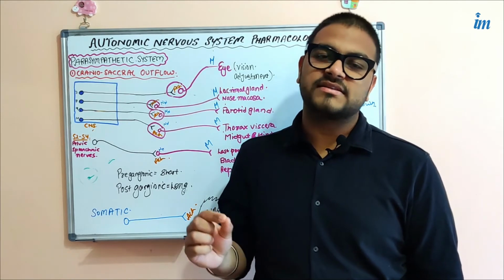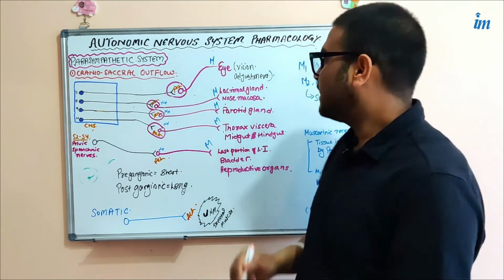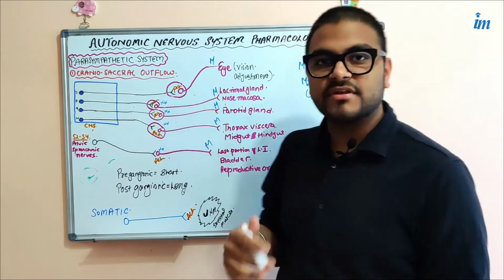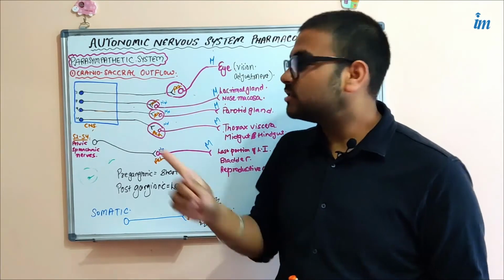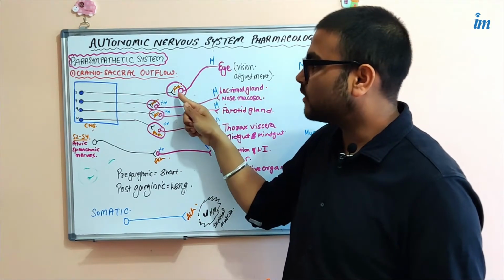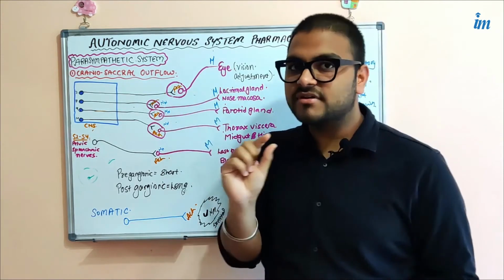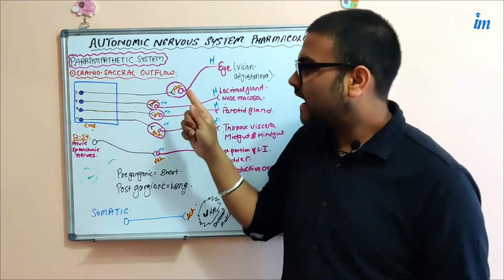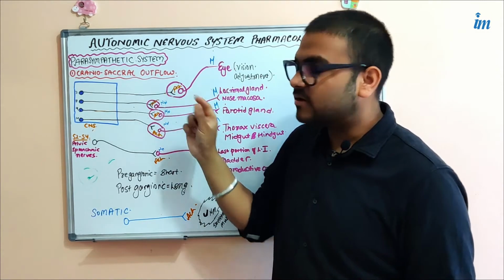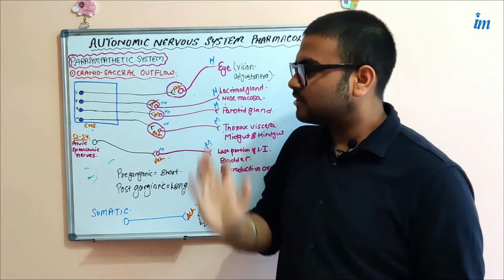This preganglionic neuron, from its axon, will release acetylcholine as the neurotransmitter, and acetylcholine will act on the receptors present on the postganglionic neuron. This is the postganglionic neuron, the pink one. On the dendrites of the postganglionic neurons we have the receptors for acetylcholine, and the acetylcholine was secreted by the nerve terminals of the preganglionic neurons into this ganglion.